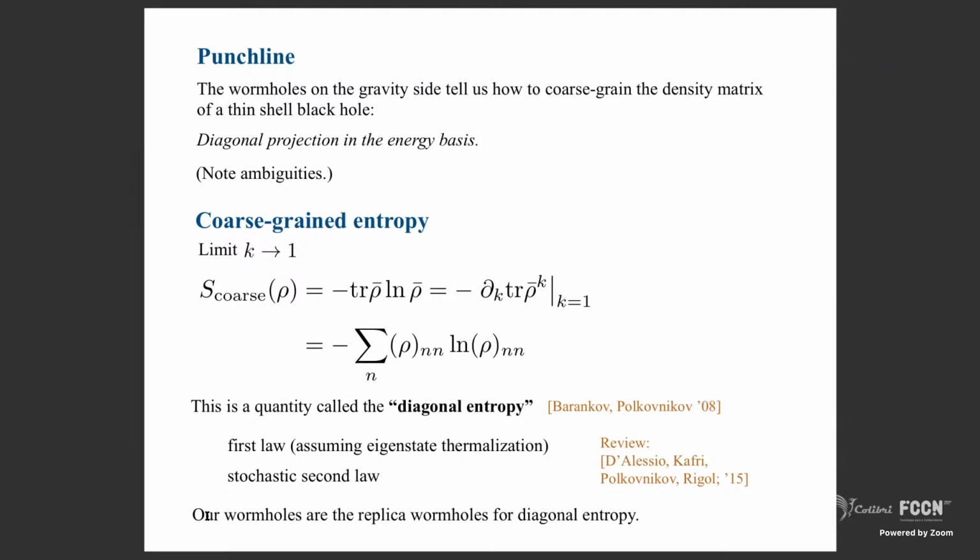So to summarize what I've just described, you could say that these wormholes we constructed in the first part of the talk are the replica wormholes for diagonal entropy. I could have given the whole talk in the other order, where I said that there's this thing called diagonal entropy that condensed matter theorists are interested in. How do we calculate it holographically? And for thin shell black holes, we would have landed on this set of wormholes to calculate the diagonal entropy.